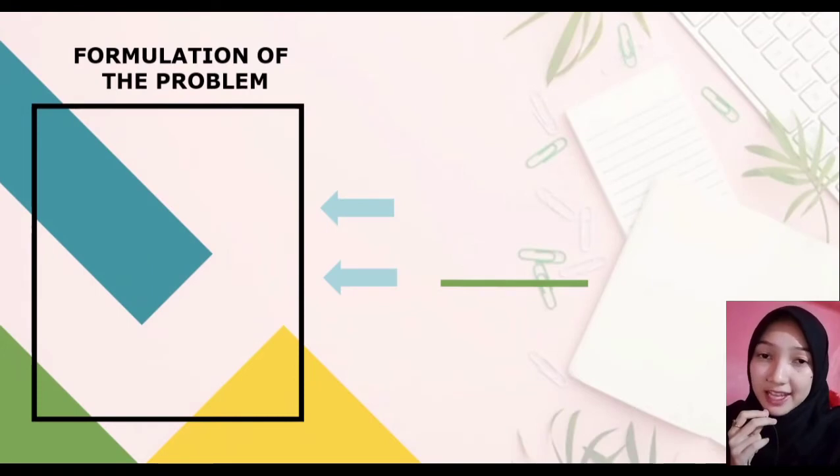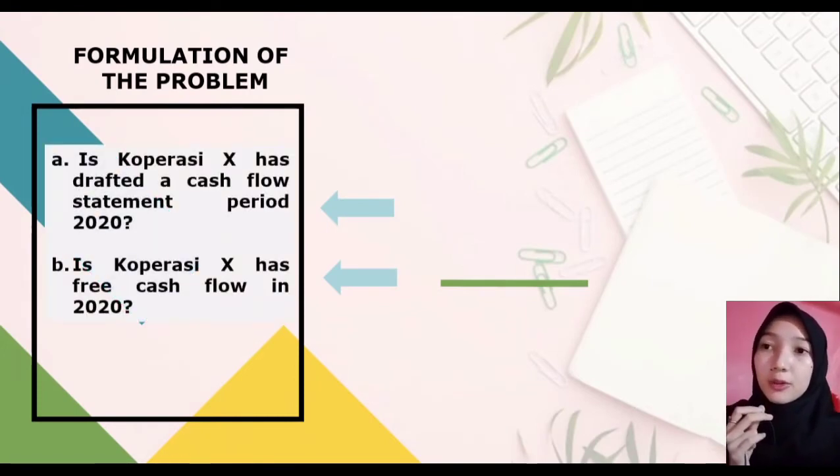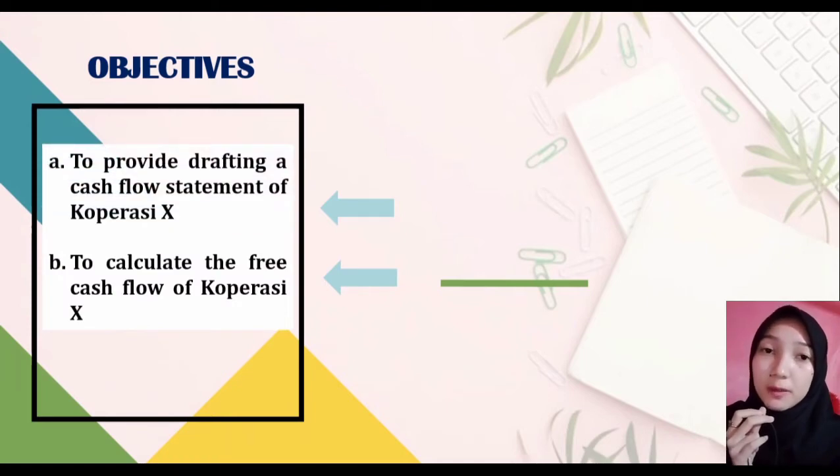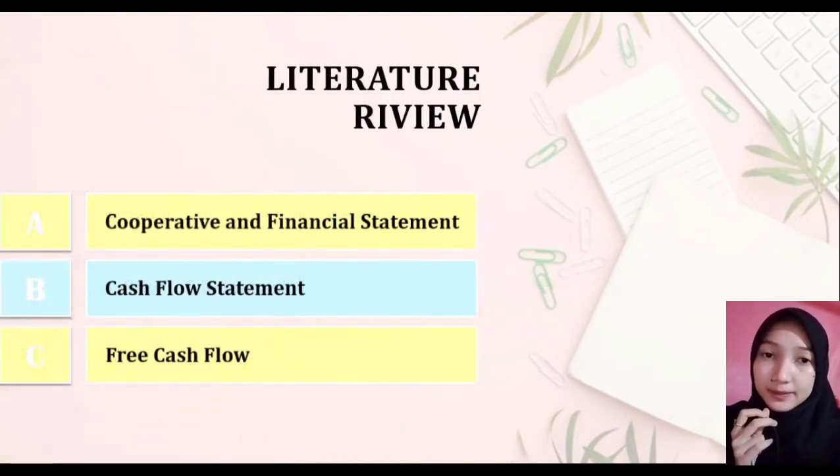We are going to the next part, which is formulation of the problem. Formulation of the problem number 1: Has Koperasi X drafted a cash flow statement for period 2020? And number 2: Does Koperasi X have free cash flow in 2020? Objective. This formulation will produce objectives including to provide a drafted cash flow statement and to calculate the free cash flow of Koperasi X period 2020.